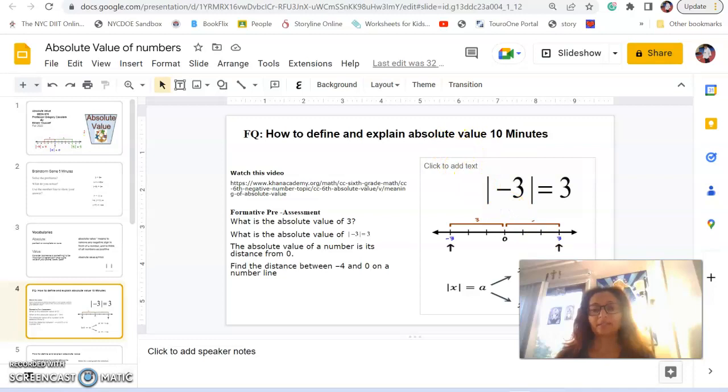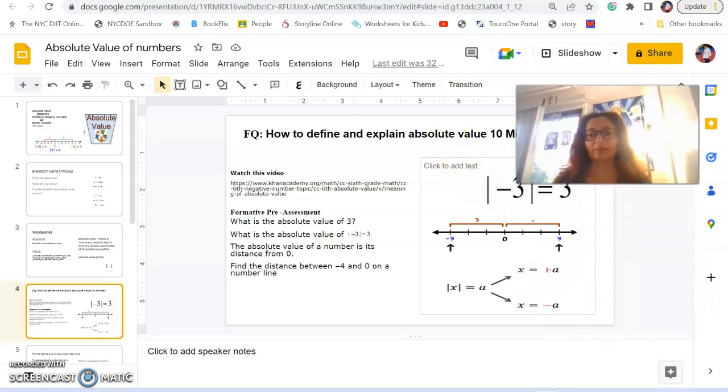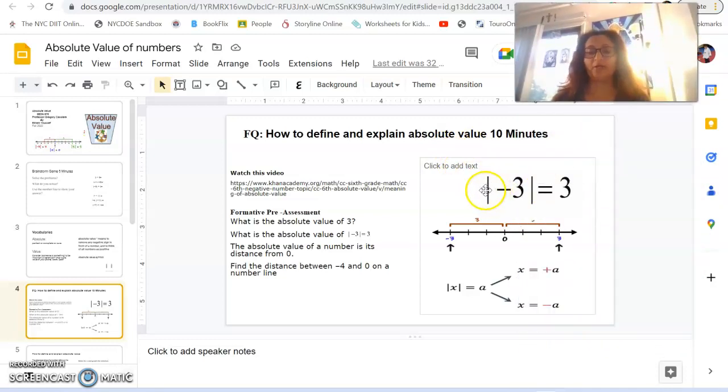So what is the absolute value? How do I write a number in absolute value? This is the symbol of the absolute value. I write a number between two walls, and this is called absolute value. And as we learned so far, the outcome has to be positive. Good job. So tell me, what is the absolute value of negative 5?